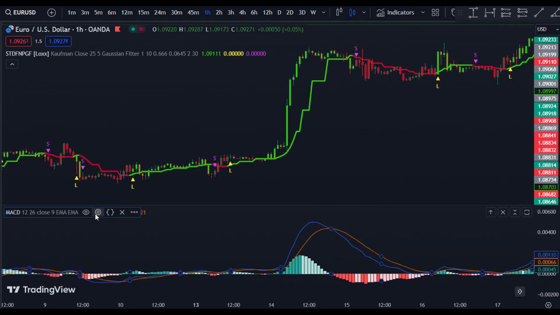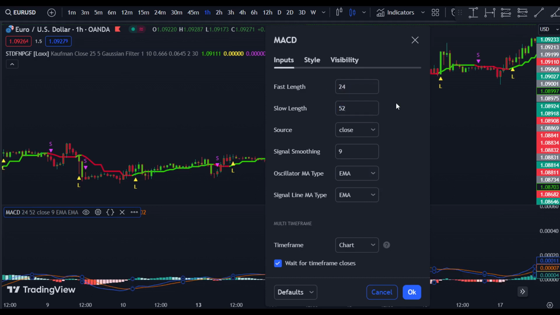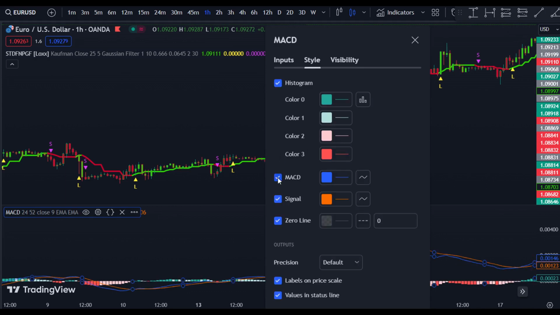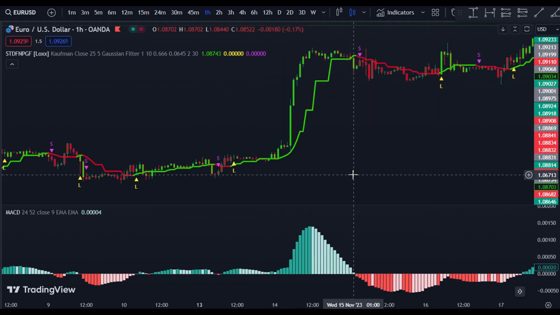On the MACD, go to settings. On inputs, we're going to change the fast length to 24 and the slow length is 52. As for the style, I just unchecked the MACD and the signal line as well to make sure that the information is easier to read. So now our chart's loaded up and ready to go.